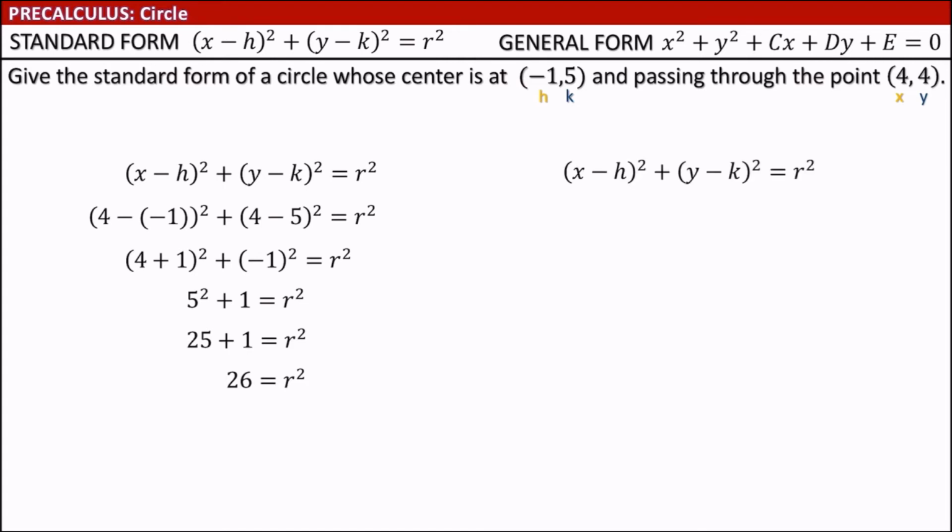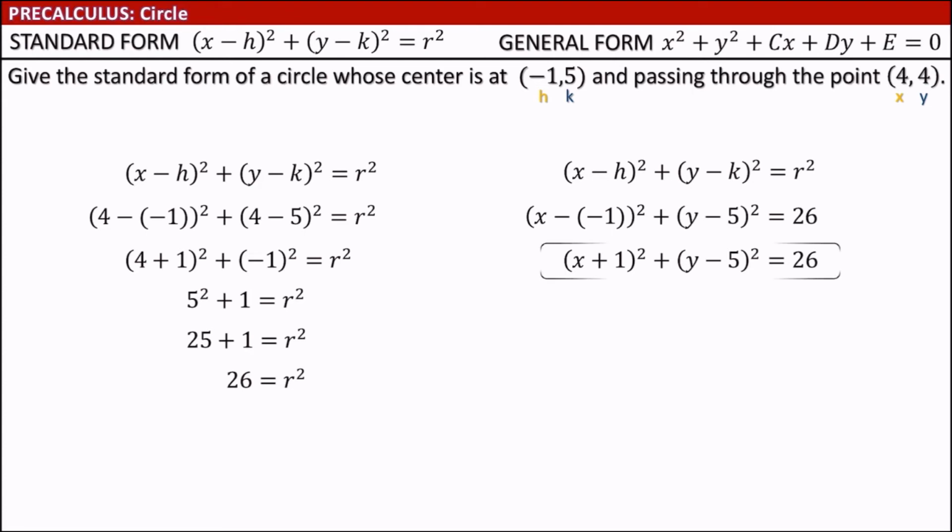Finally, let's substitute our h, k, and r squared to our standard form. This will become x minus h, which is negative 1, quantity squared, plus y minus k, which is 5, quantity squared, is equal to r squared, which is already 26. Simplifying this further, we have x plus 1, quantity squared, plus y minus 5, quantity squared, is equal to 26. Now, this is our final answer.